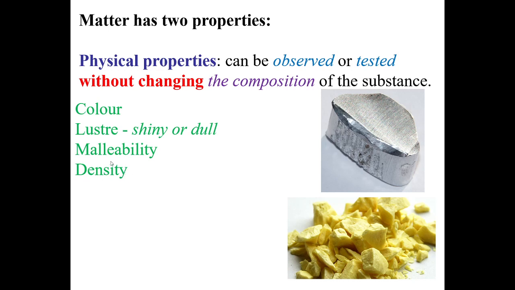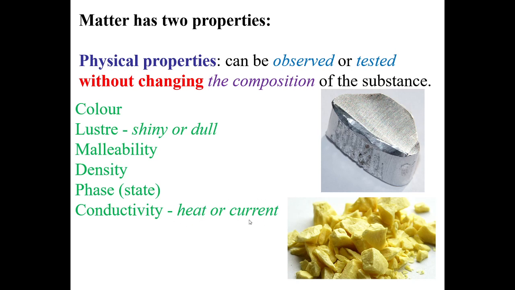Density, how much stuff is in a certain volume, in a certain space. You can test that by measuring its mass and then just finding out its volume. Phase, its state, whether it's solid, liquid, or gas. Conductivity, whether that's through heat or through electricity. Current, meaning electricity here. You can test that without changing its properties. Solubility, so whether it dissolves in water. That's kind of a tricky one, actually, but this is one that is not a chemical property because you can then evaporate that water and get it back, and it still is that same substance.